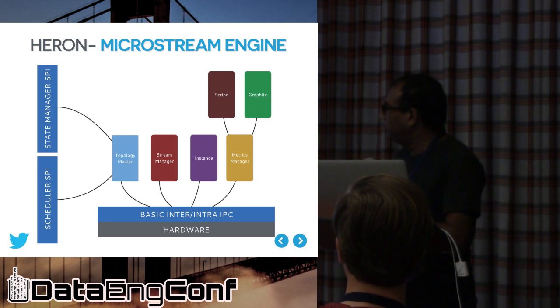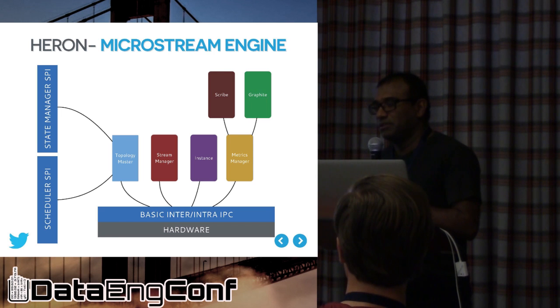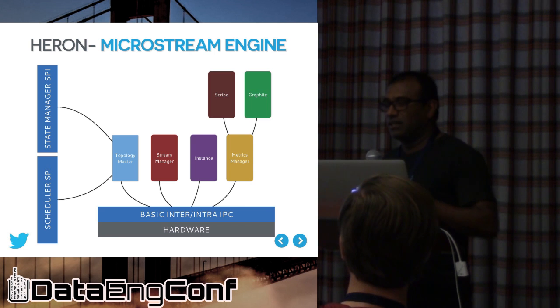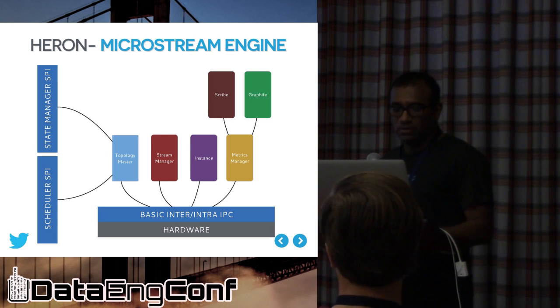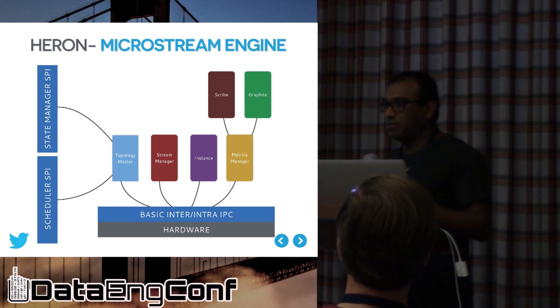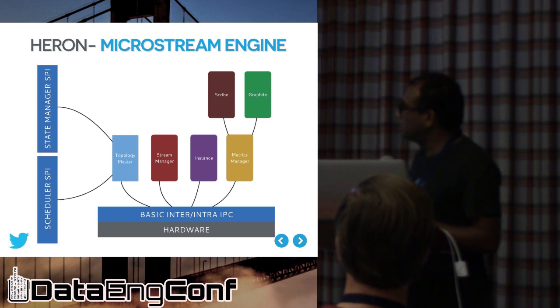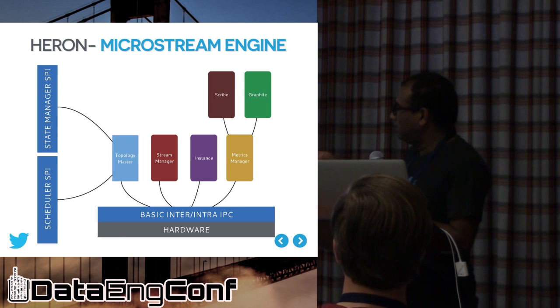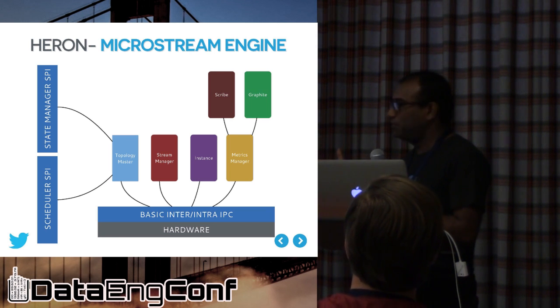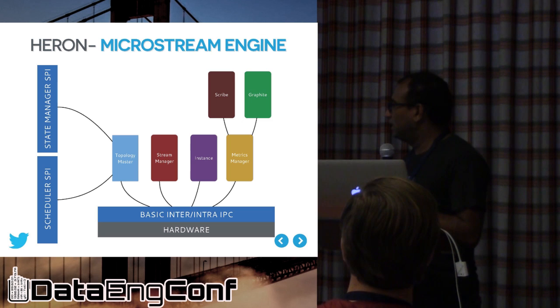And similarly, there is the notion of the SPI, Service Provider Interface. We borrowed the term from Presto, which is another project that my team manages. The scheduler is an SPI, which means we write an abstract scheduler, but you can fit any scheduler underneath, whatever you like. Similarly, you can have a state manager SPI, and you can hook a Zookeeper or a file system manager underneath it. So the topology master does IPC, the stream manager does IPC, the instance also does IPC, and so does the metrics manager. Each component is replaceable at any given time, whatever you like.